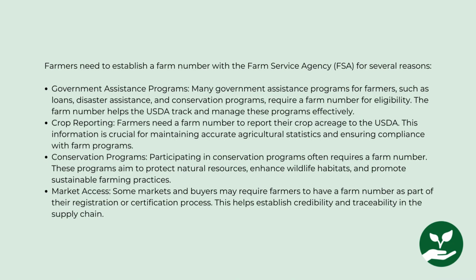Farmers need to establish a farm number with the FSA for several reasons. So they can access government assistance programs, so they can report their crops and acreage to the USDA for maintaining accurate agricultural statistics, and for conservation programs that require a farm number, which aim to protect natural resources, enhance wildlife, and promote sustainable farming practices. And some markets and buyers may require farmers to have a farm number as a part of their registration or certification process. This helps to establish credibility and traceability in the supply chain.